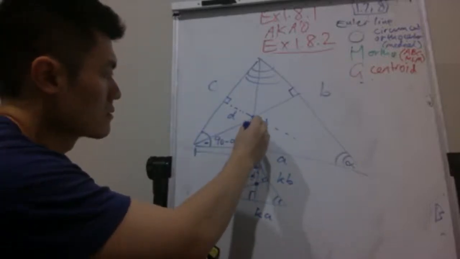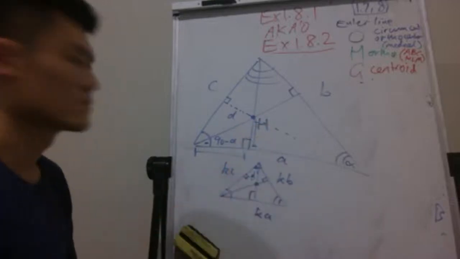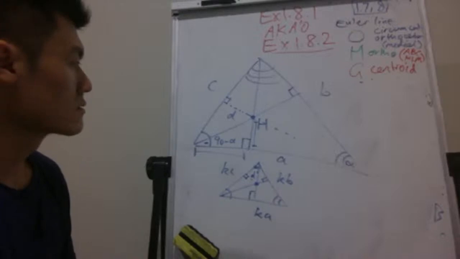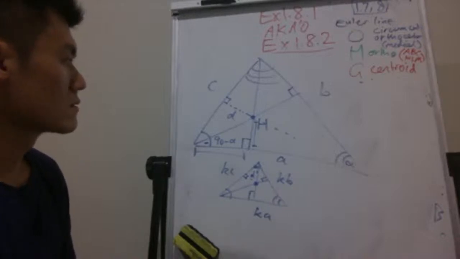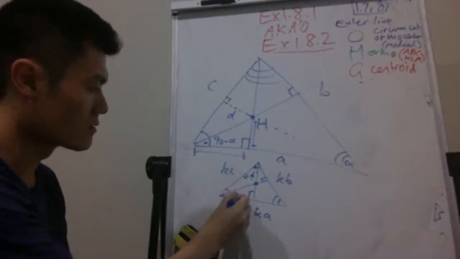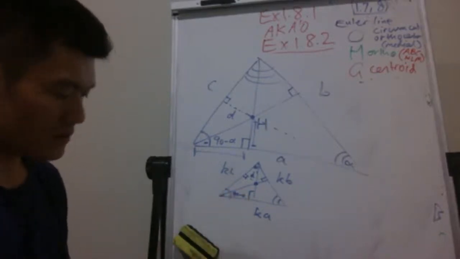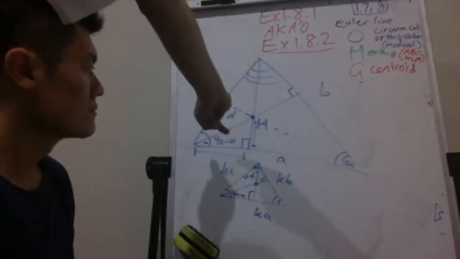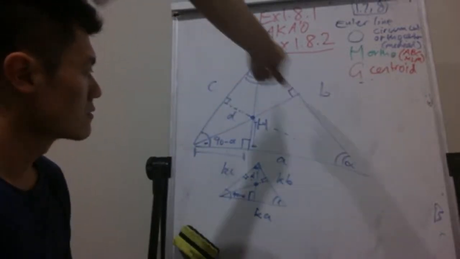Wait, what? You want to see it more explicitly? If that's 90 minus alpha, then 90 minus alpha is constant. He's saying this is 90 minus alpha as well, using his thing. Angle A equals angle CAB.